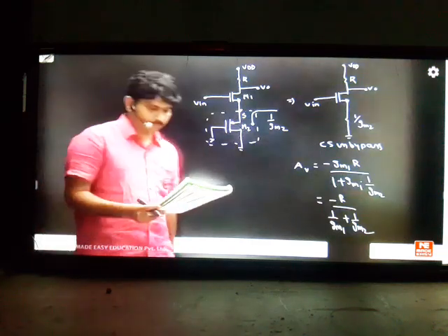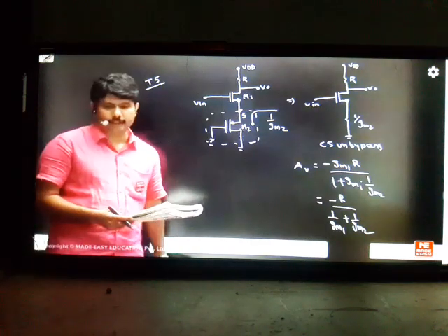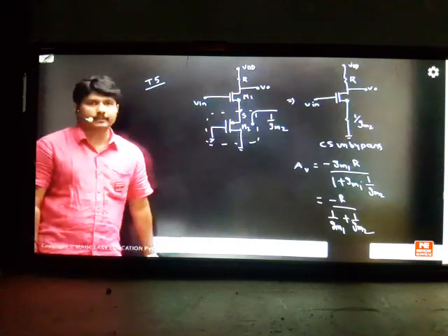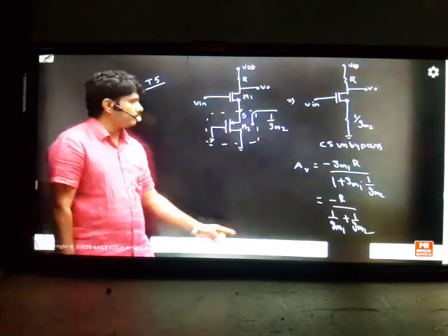Majumdar, you are saying option D? Option A will be the correct answer for it. Where does option D come from? This is from the source we are seeing, so I have written 1 by Gm2. From the source we always get low impedance, 1 by Gm2. Correct? So this is completed.